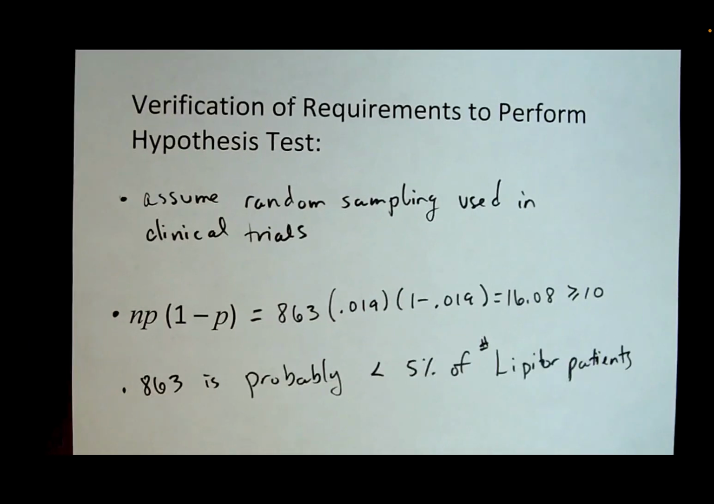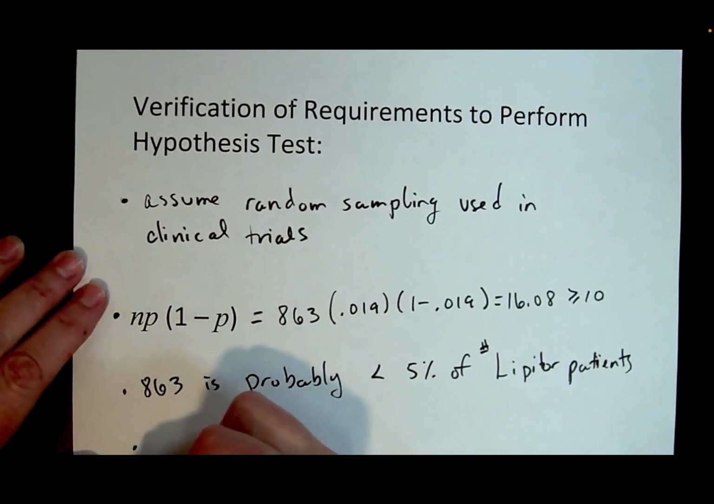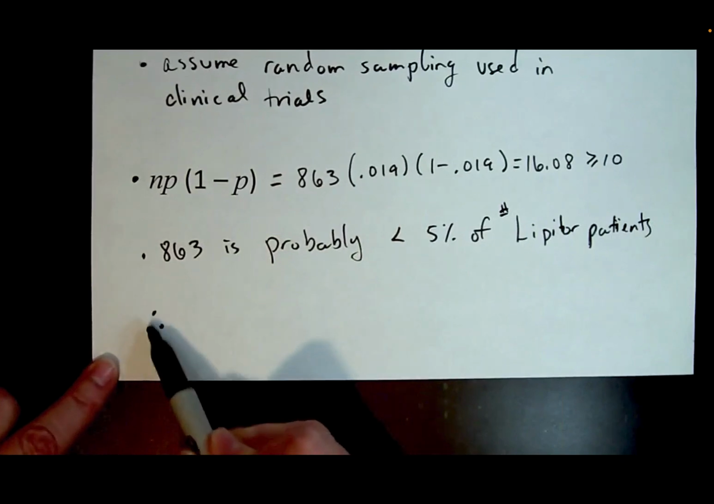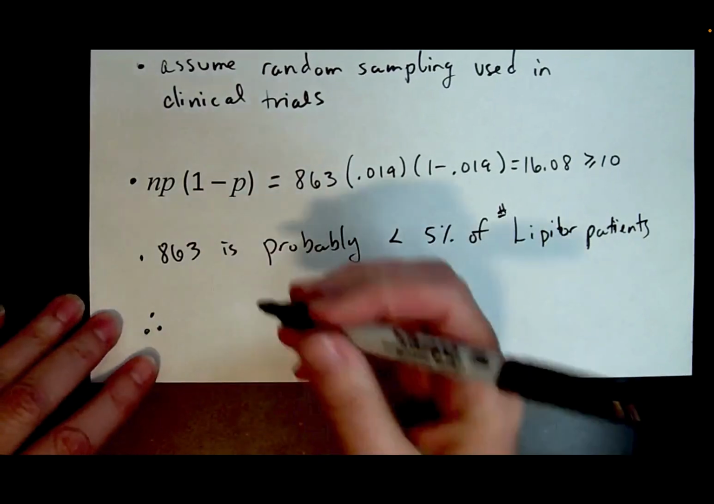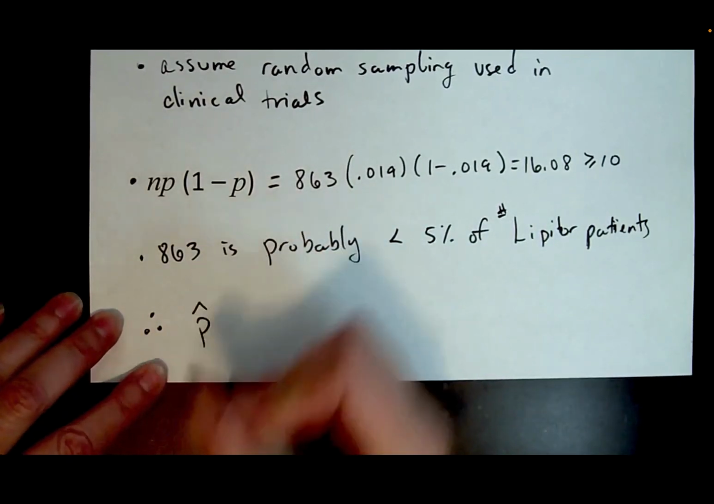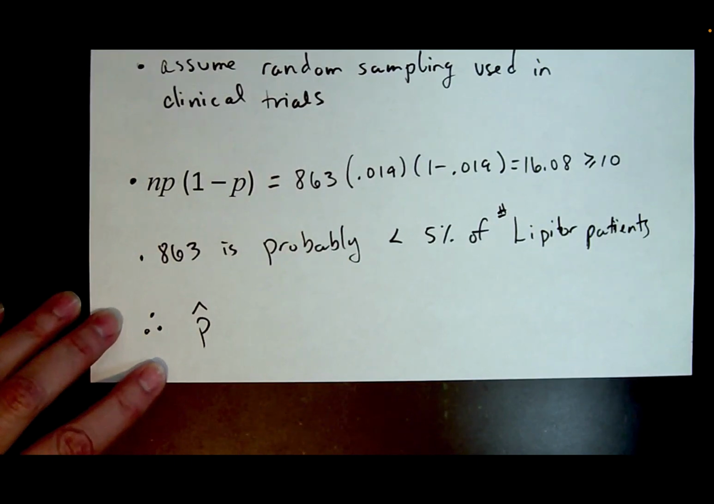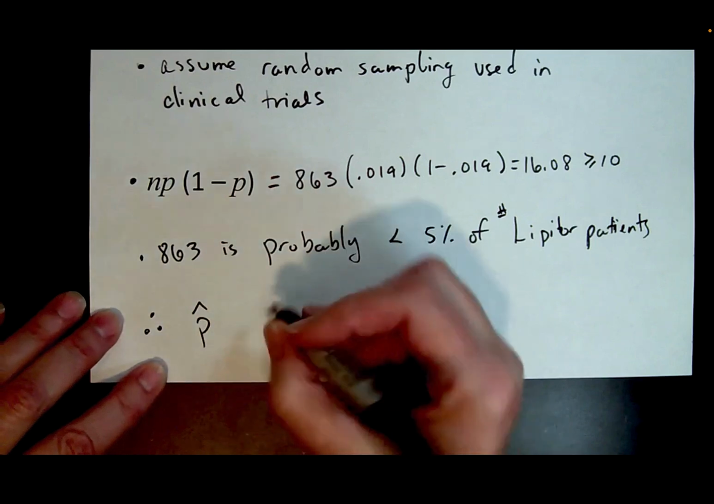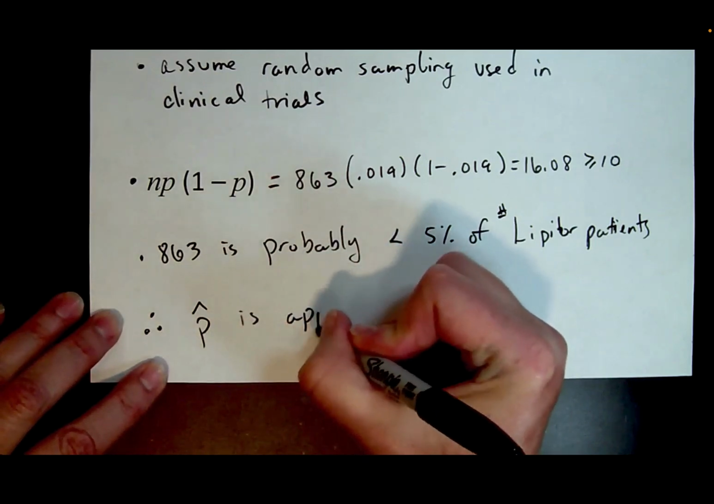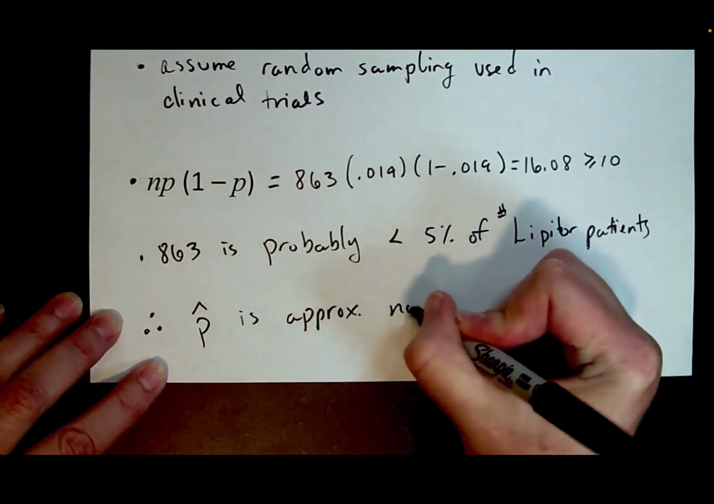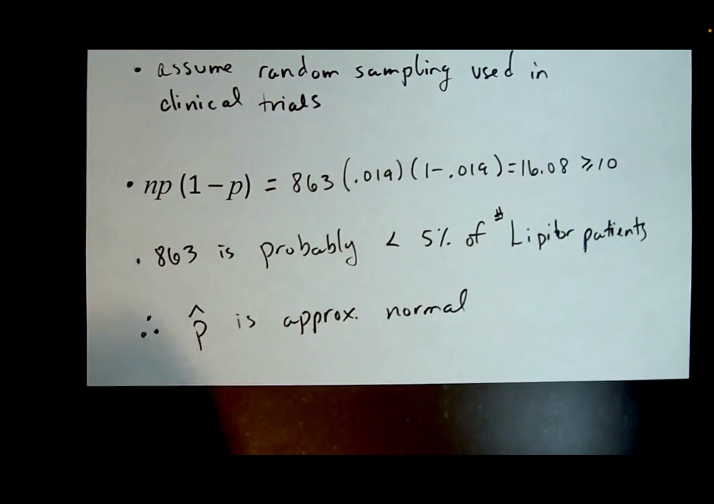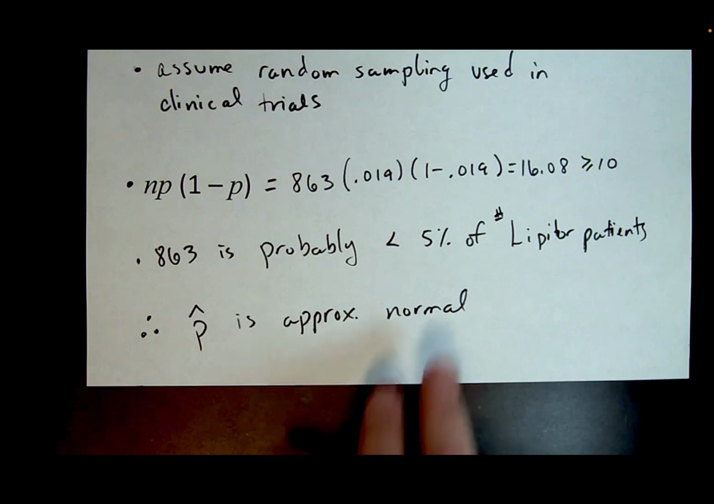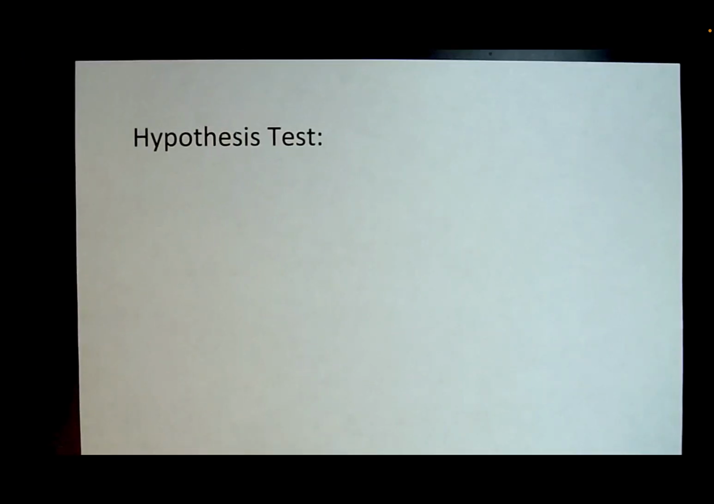Okay, so therefore, oh, by the way, these three dots in math mean therefore. So therefore, we can proceed with confidence that p hat is at least approximately normal. So we can use our normal distribution to get probabilities for p hat. That's just verifying that we can use this method.